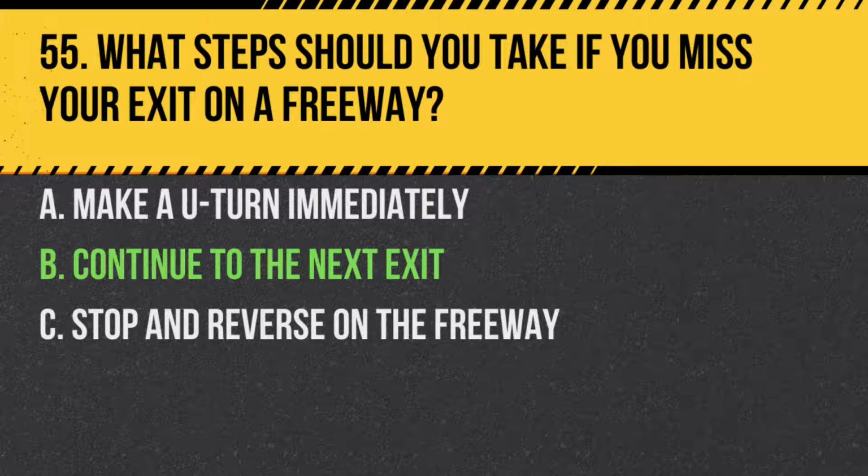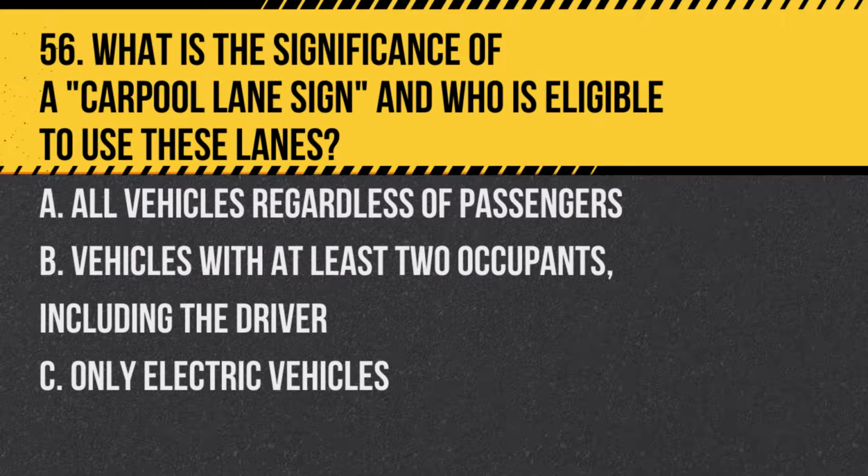If you miss your exit on a freeway, continue to the next exit and then find a way to safely return to your intended route. Question 56. What is the significance of a carpool lane sign, and who is eligible to use these lanes? A. All vehicles regardless of passengers. B. Vehicles with at least 2 occupants, including the driver. C. Only electric vehicles. Answer B. Vehicles with at least 2 occupants, including the driver.